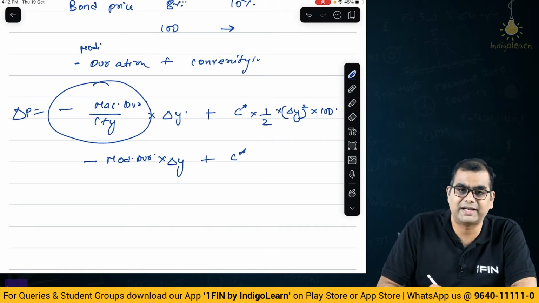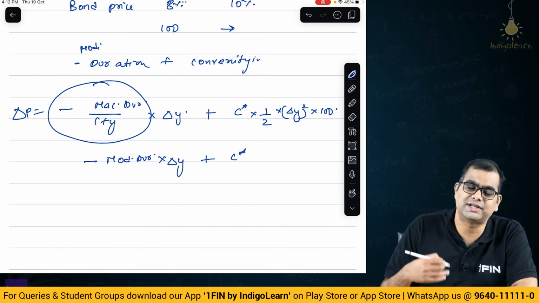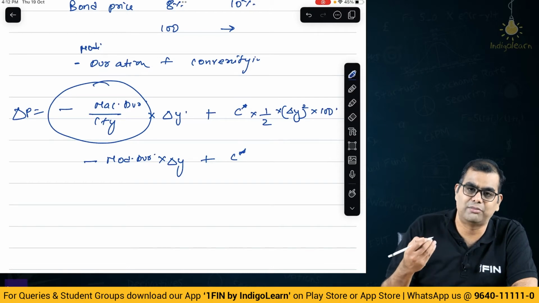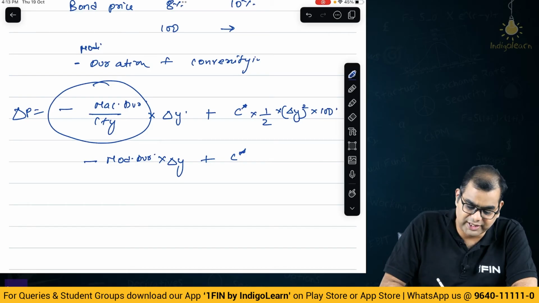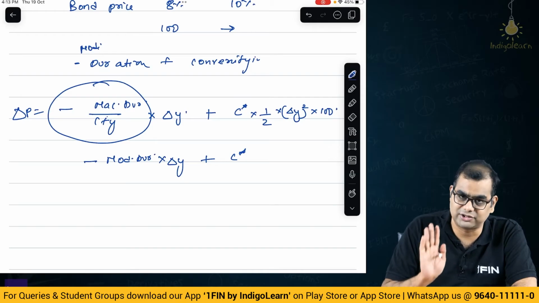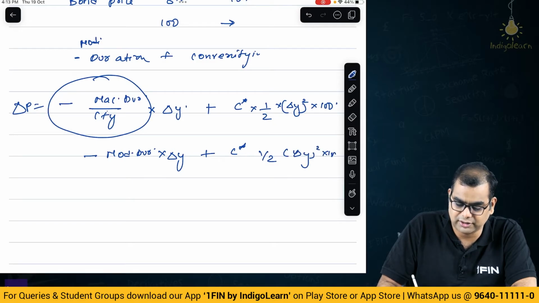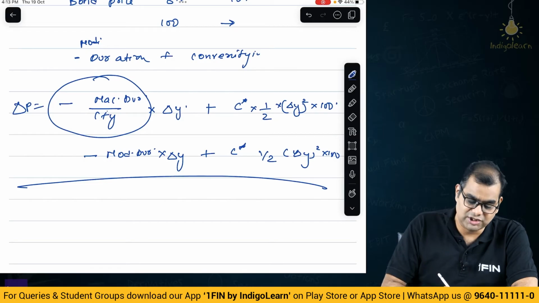And please note, it is not minus minus, you take minus only once. When you compute duration, sometimes even if it's shown as a negative number, it is not double minus, it is only single minus. Either you take minus Macaulay duration or, after you compute the duration, you put minus. It is not minus of minus, it is only one minus. Okay, C star into half into delta y whole square into 100.